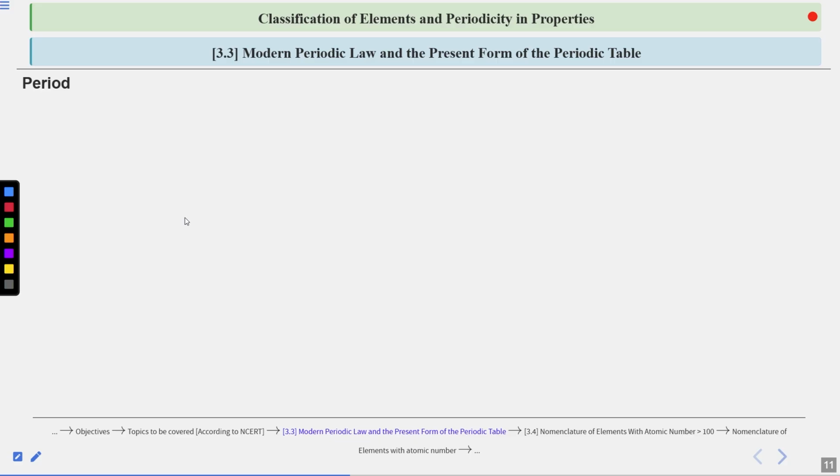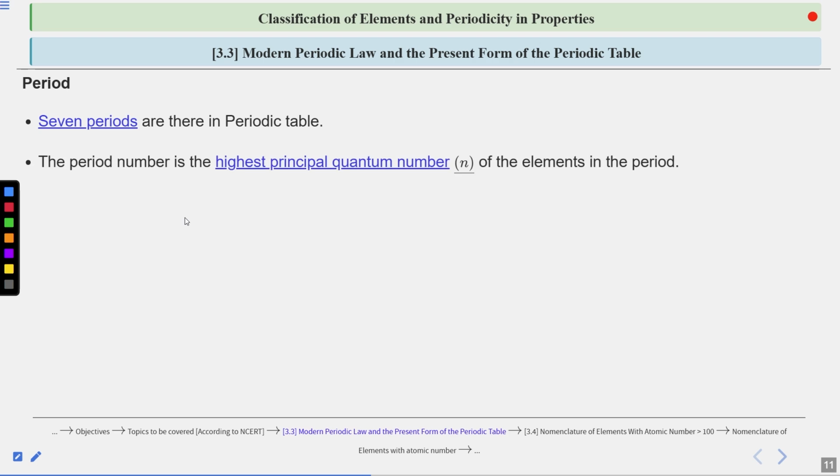Now moving on to the periods. There are 18 groups and 7 periods in the periodic table. What is the significance of a period? When you write the electronic configuration of any element, the highest principal quantum number present in that electronic configuration simply represents the period number.